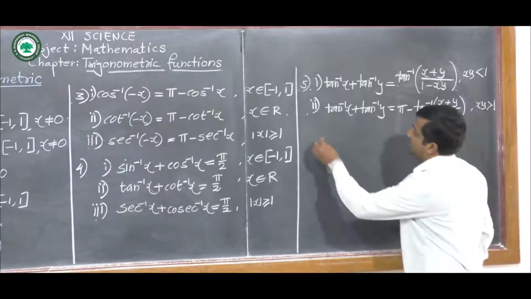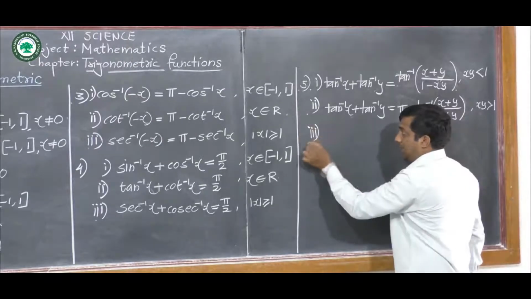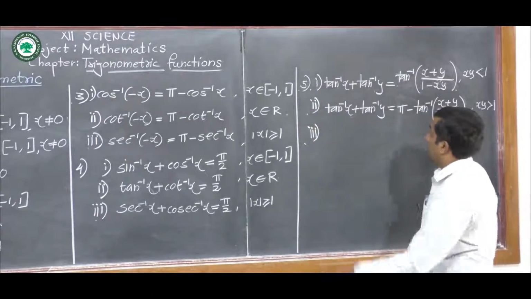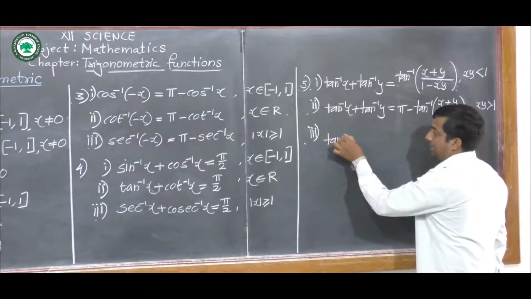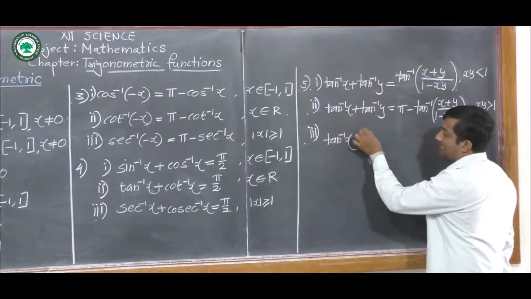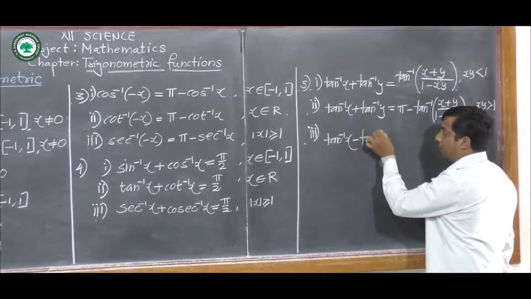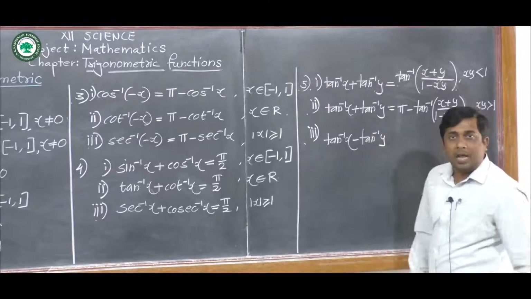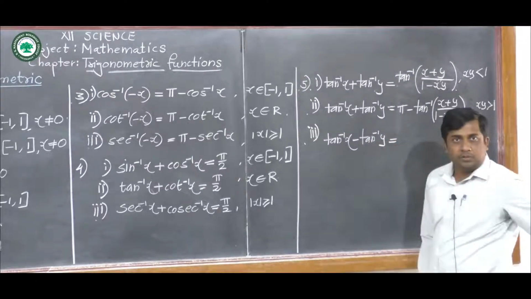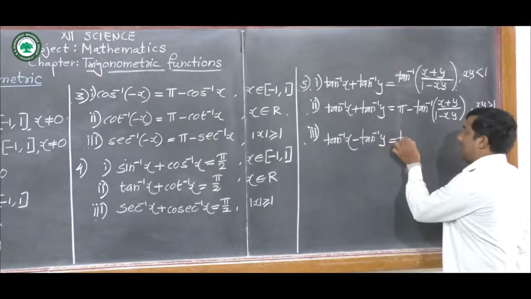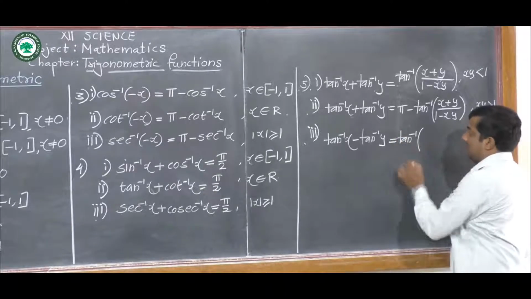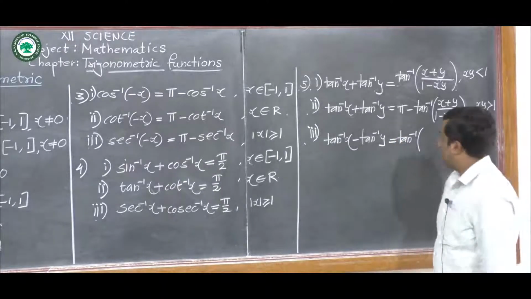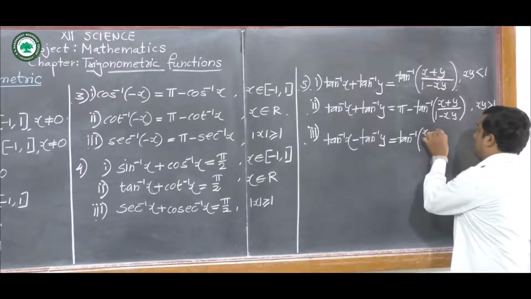And in the third point, we consider the subtraction between tan inverse of x and tan inverse of y. This is equal to tan inverse of, inside the bracket, in the numerator x minus y.